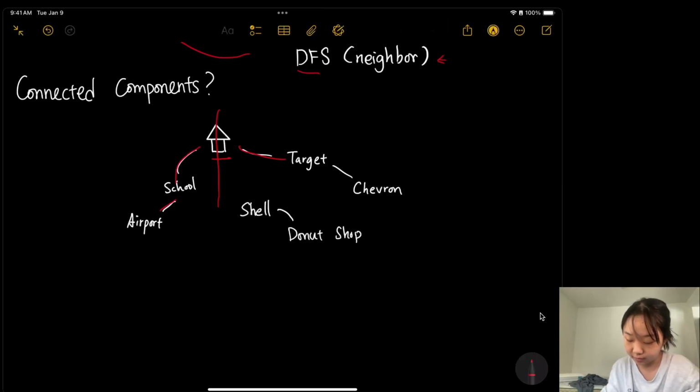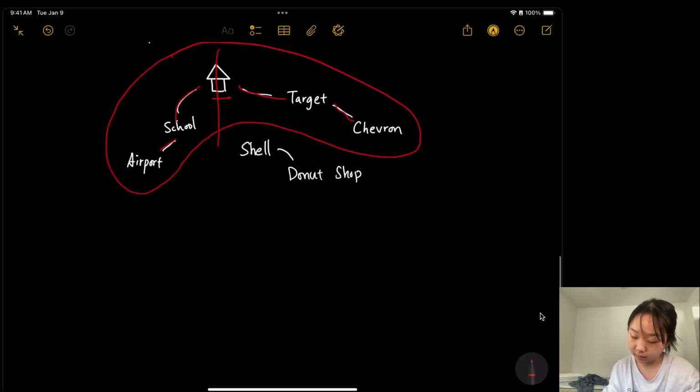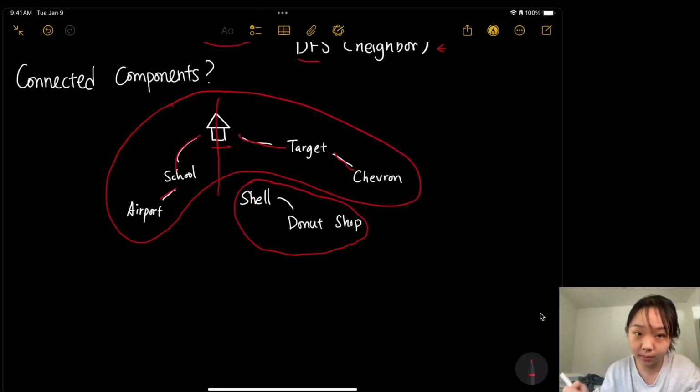So let's go to the other side. We see that you can go from Target to Chevron, and that's this depth, and here are all the nodes you can go to from your home. And we see that there are two other nodes here, which are Shell and Donut Shop. They are connected to each other, but not to the rest of the graph. So here is another connected component. We see that in this graph, we have two connected components.